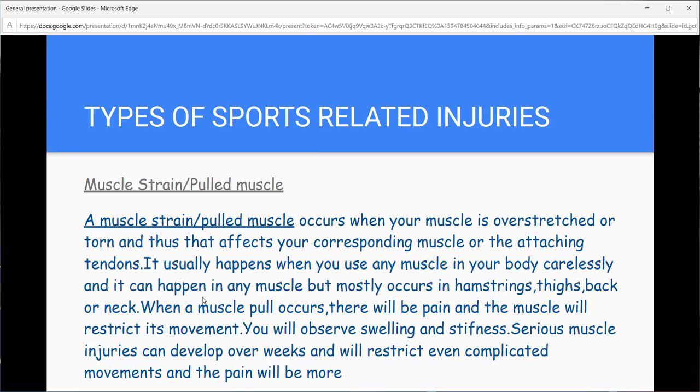You will observe swelling and stiffness. So that's obvious. Serious muscle injuries can develop over weeks and will restrict even complicated movements, and the pain will be more. So imagine you have a very serious injury, then it's not like in one day the swelling will increase and all, but over the weeks your pain will increase, and your movement will start getting less and less.